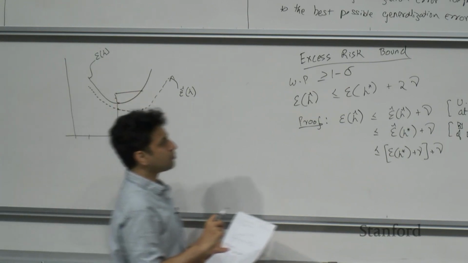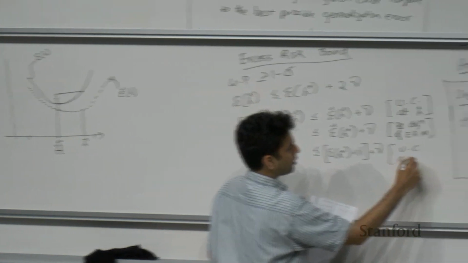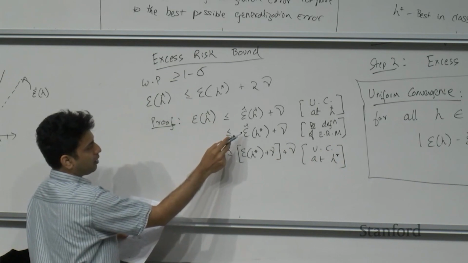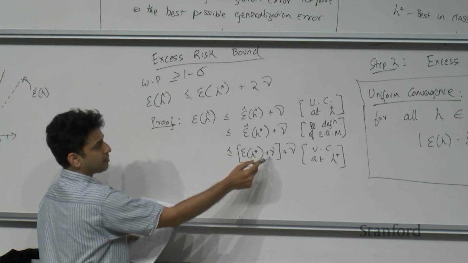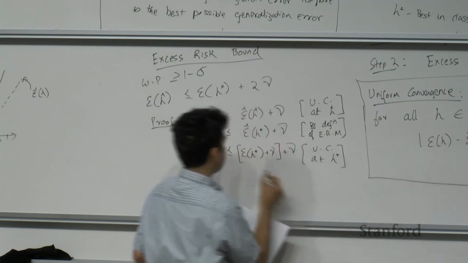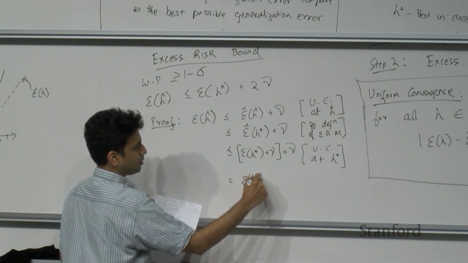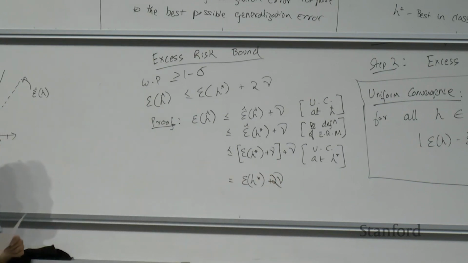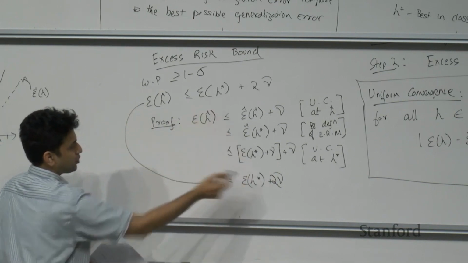So this is uniform convergence at h star. So the gap between epsilon hat of h star and epsilon of h star is going to be less than gamma. Here, we are applying this at h star, and this is basically equal to epsilon of h star plus gamma, plus 2 gamma, sorry. Which is the result that we want: epsilon of h hat is less than epsilon of h star plus 2 gamma.